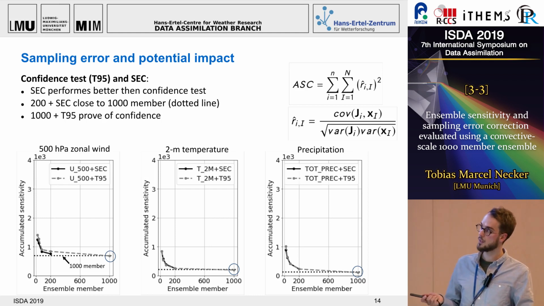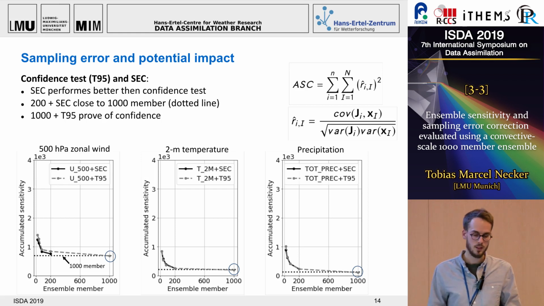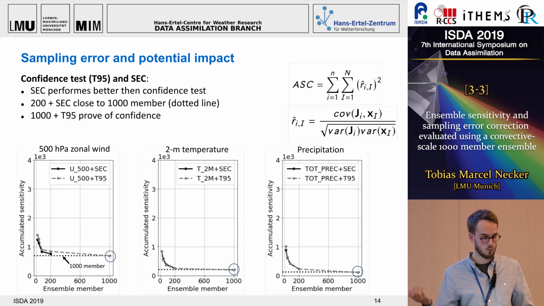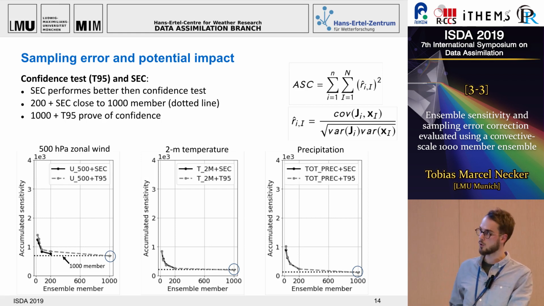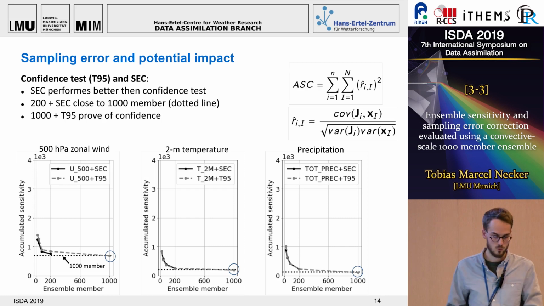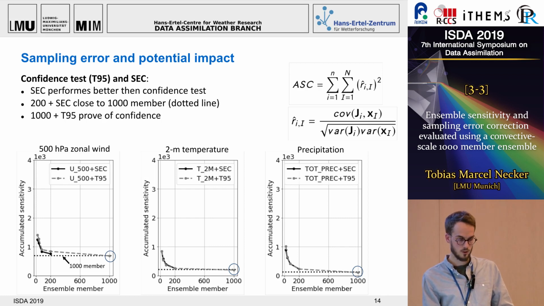In both cases, here the t-test also performed quite okay. And again, a proof that we're quite good with the 1,000-member ensemble is this dot here at the end. So this is the 1,000-member ensemble combined with the confidence test, which is a proof of the confidence. So we see nearly no change applying the confidence test to our correlations obtained for the 1,000-member ensemble.